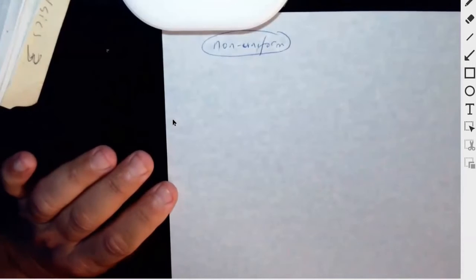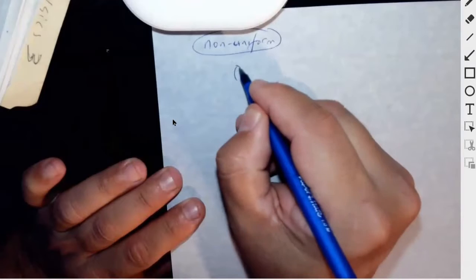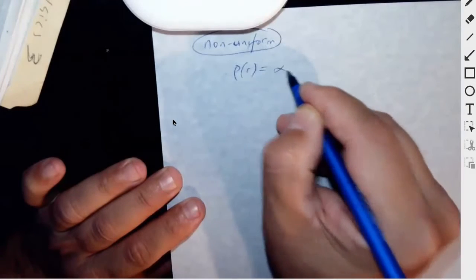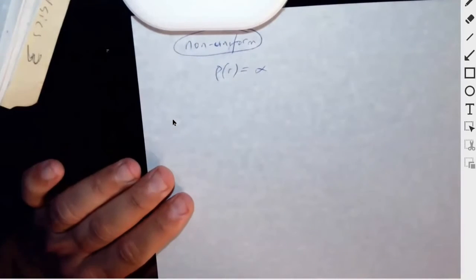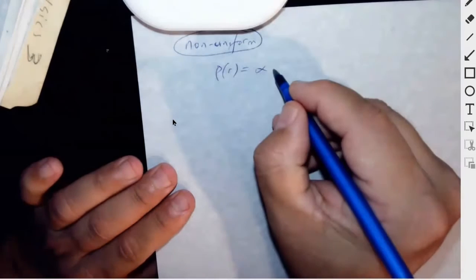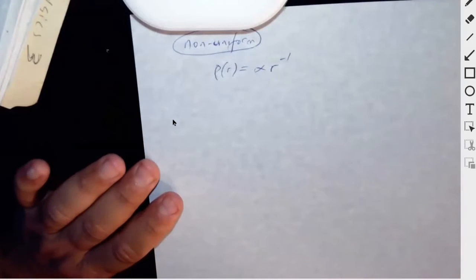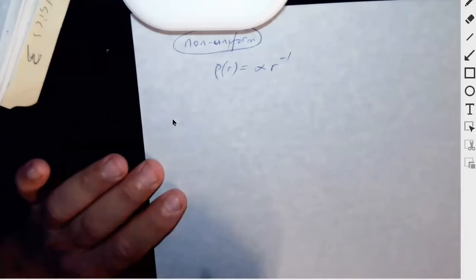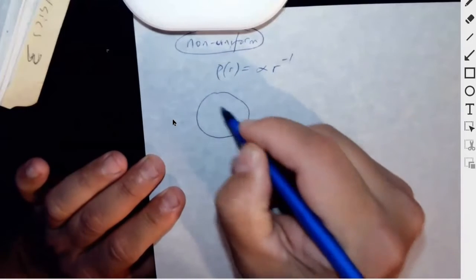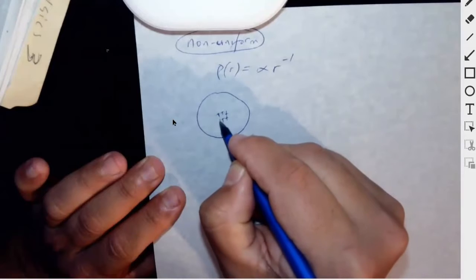The charge of the sphere is such that its density decreases or increases. So rho sub r is alpha, let's say decreases, so there is more charge at the center. Some decreasing function of r. So that means that now there is most of the charge.